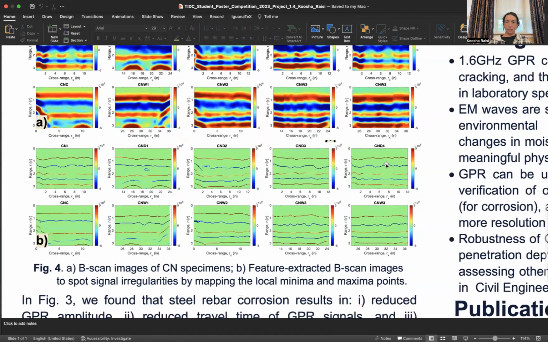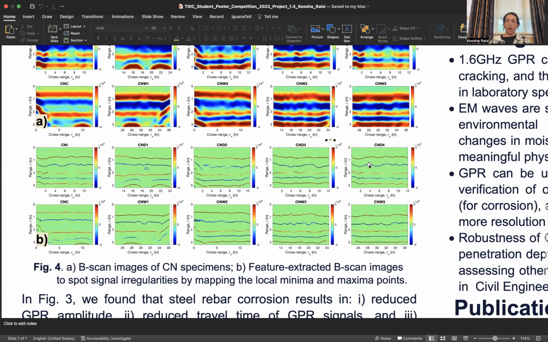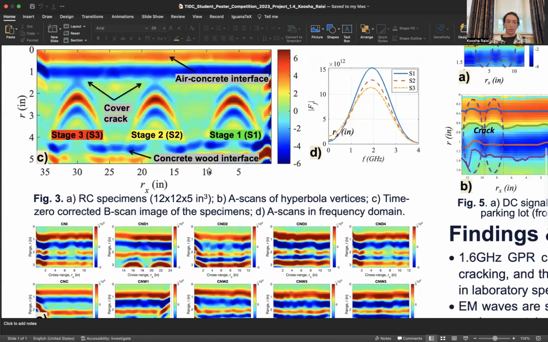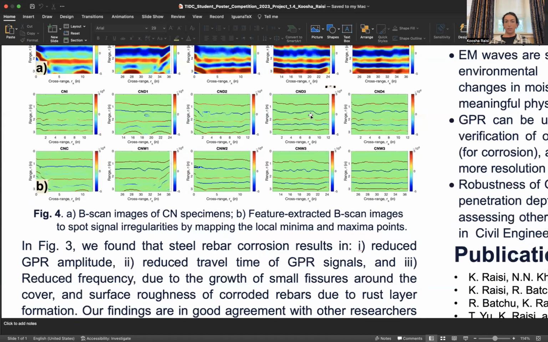As you can see, we can see these bumps or anomalies. We call them hyperbolic anomalies for the cracks. But unfortunately, like rebars, we cannot see them as nicely. And sometimes the pattern may not completely resemble a hyperbola.